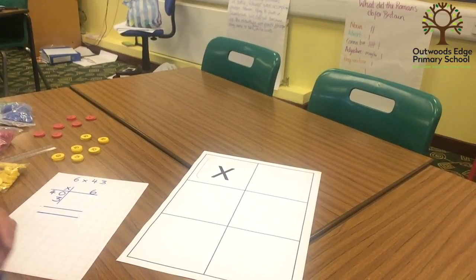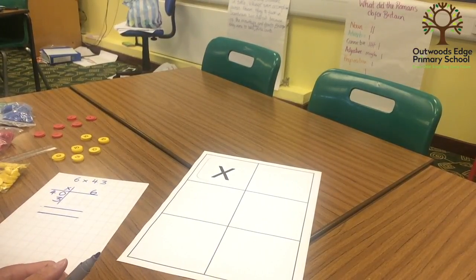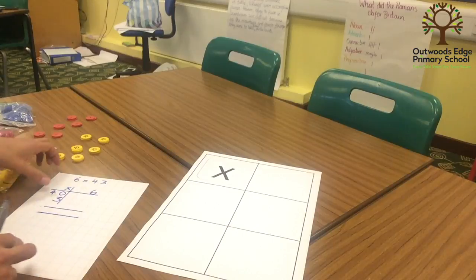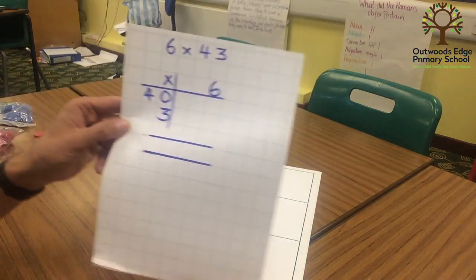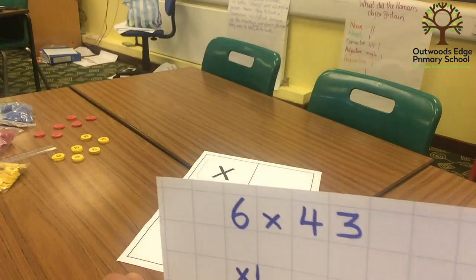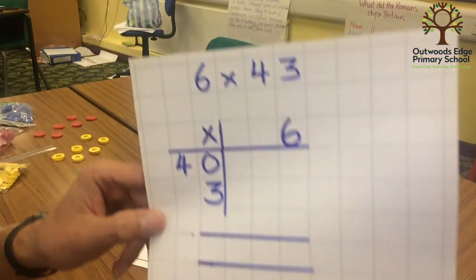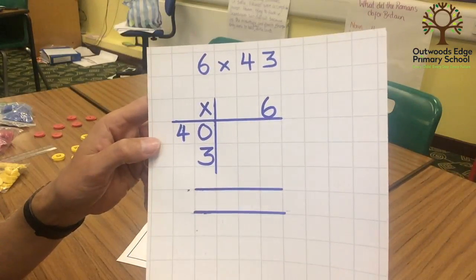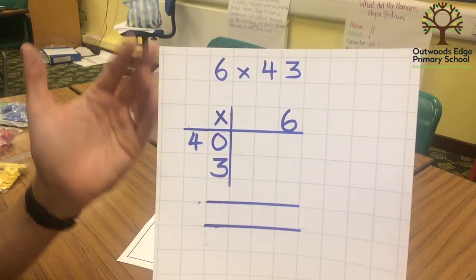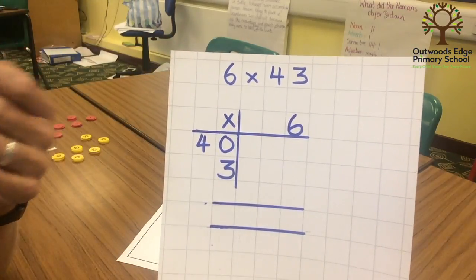Okay, this time we're looking at a Year 3 objective: using a formal written method for multiplication. And the sum we're going to complete at the top there is 6 times 43. I'm going to use the grid method for now to try and solve this. The way I've set it out will become clear as I work through the process with you.